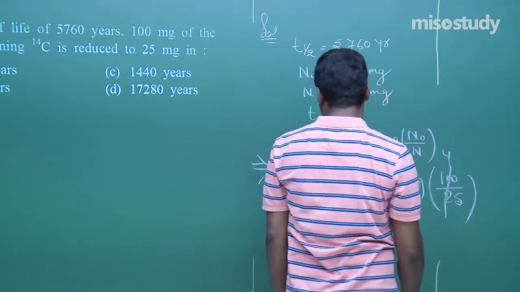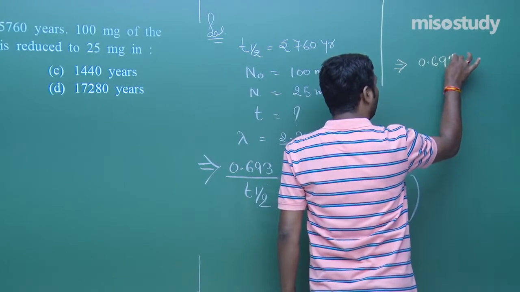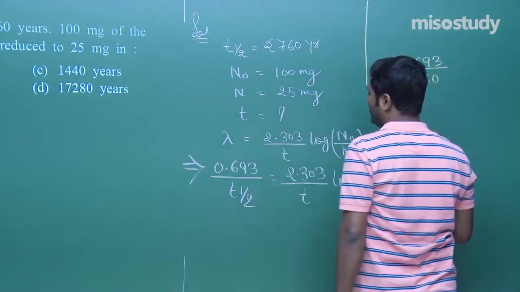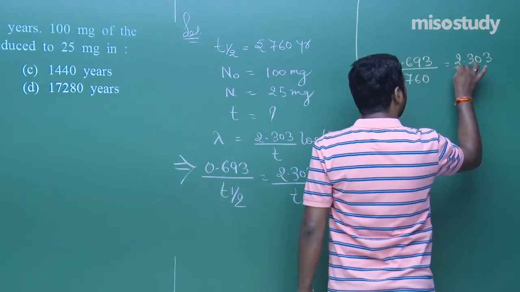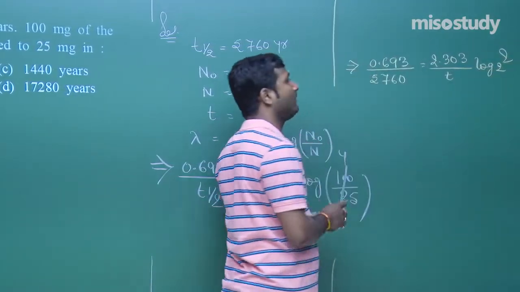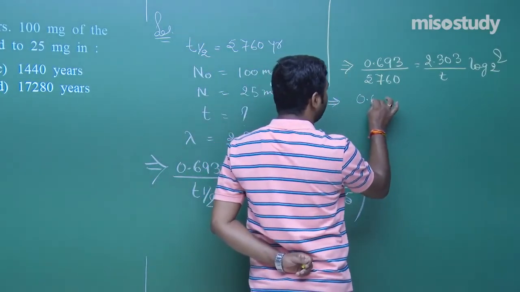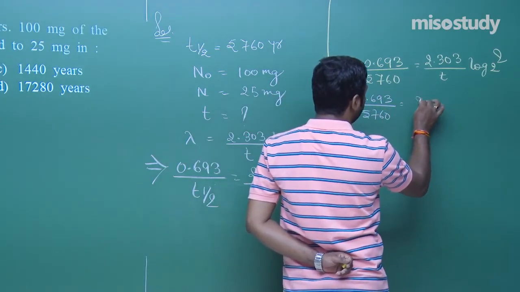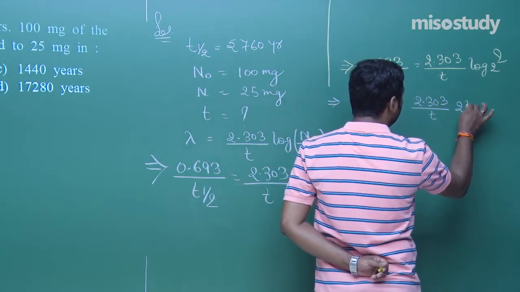Now what is T half? So in this case I am moving here, that is 0.693 upon T half. That T half is 5760 year and equal to 2.303 upon T log 4. Log 4 can be written like this, 2 to the power 2. That will be equal to 0.693 upon 5760, which is equal to 2.303 upon T into 2 log 2.